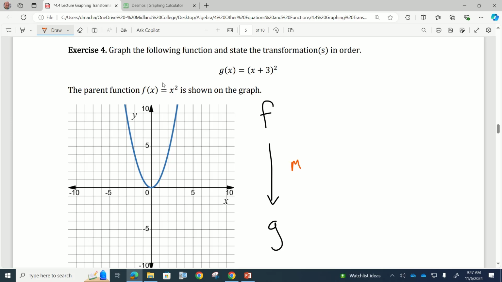Perfect. The only difference is that we're moving this curve to the left by 3 units. So if I want to graph this, I just have to take all of these points and scooch them over to the left by 3 units. And that's it. That's super easy.